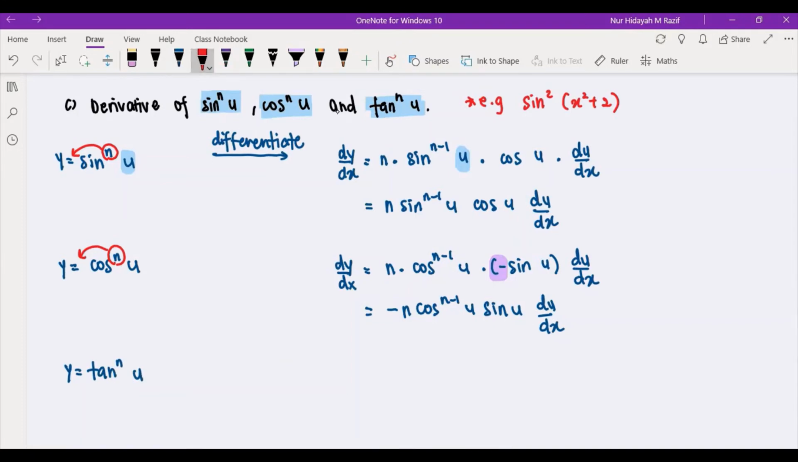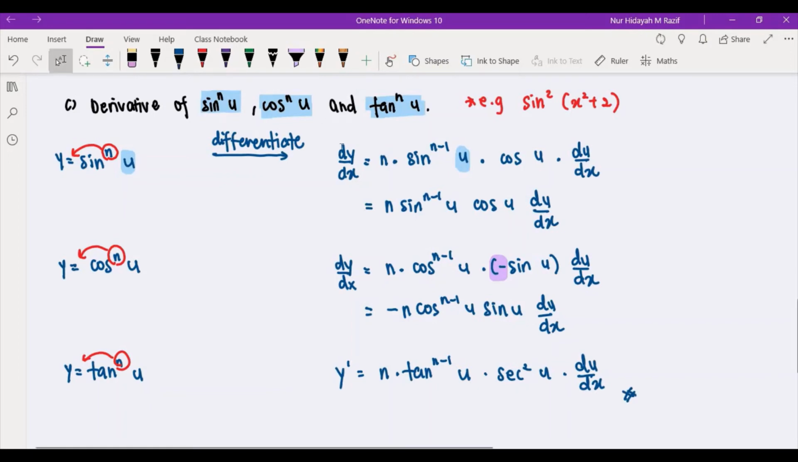Okay, the same goes for y is equal to tangent to the power of n of u. We are going to take n to the front using the power rule. So that gives me y prime is n times tangent to the power of n minus 1 of u, times differentiating tangent, giving me secant square u, and then differentiating u with respect to x, giving me du/dx. And you can just leave it at that.